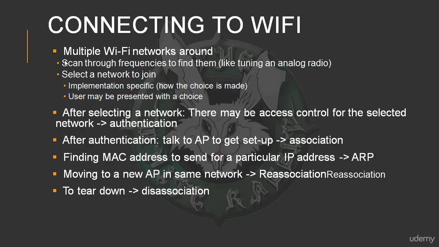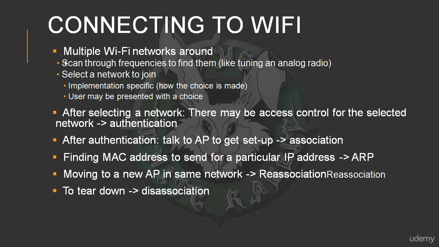Now, depending on the capabilities of your network interface card, it might be scanning at 2.4 gigahertz to 5 gigahertz, or maybe both. And it's like tuning to an analog radio station. So you just scan through different frequencies. And what it's listening for is beacon signals that are being transmitted by the access points. So it's going to gather beacon signal information. It's going to then be able to know about the networks that are around.